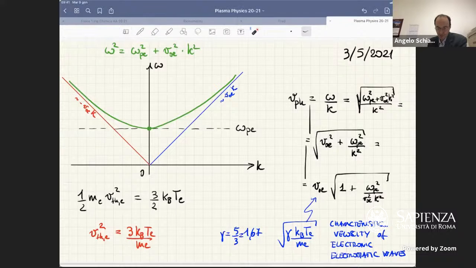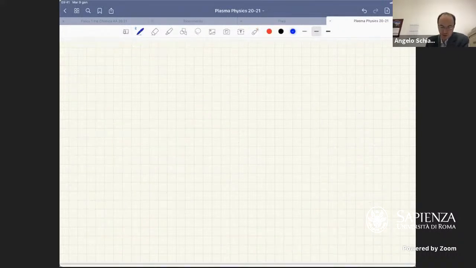So let's have a look at the last velocity we are interested in. We have the phase velocity, we've seen the thermal velocity, and now let's check the group velocity for these waves in plasma. Let's remember that the group velocity is the velocity at which information, energy, and momentum travel in the medium, so they can be transported by the wave phenomenon. If you remember, the group velocity is the derivative of the dispersion relation.